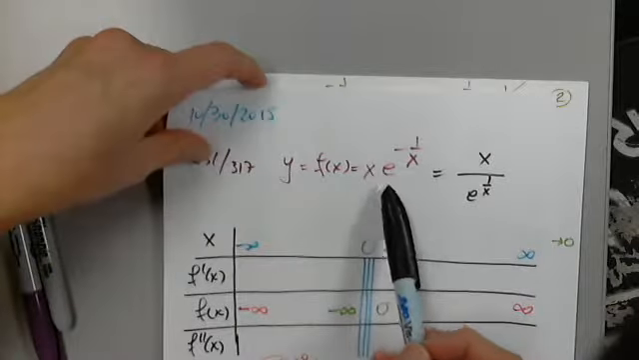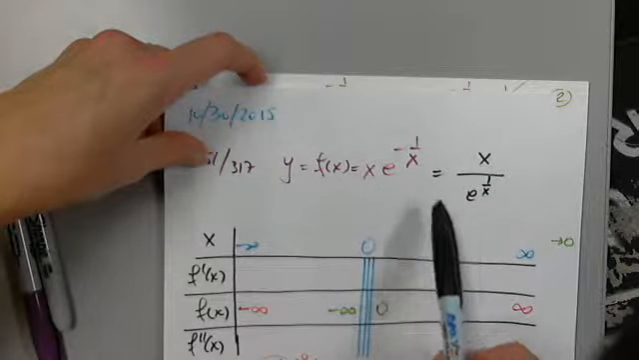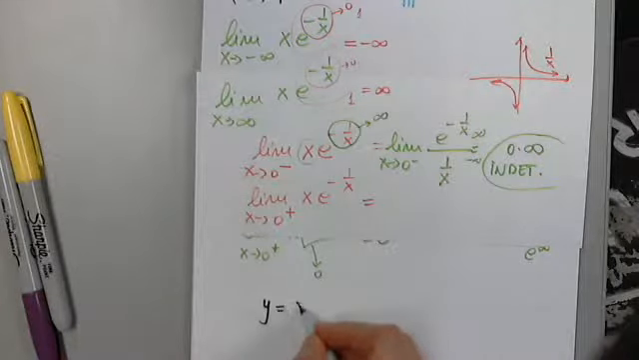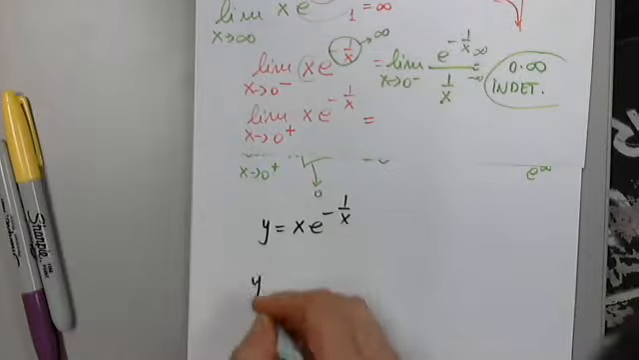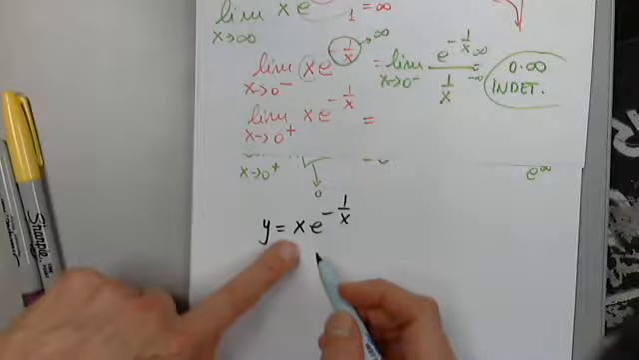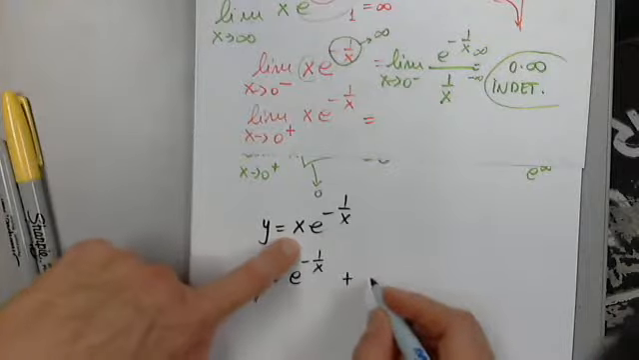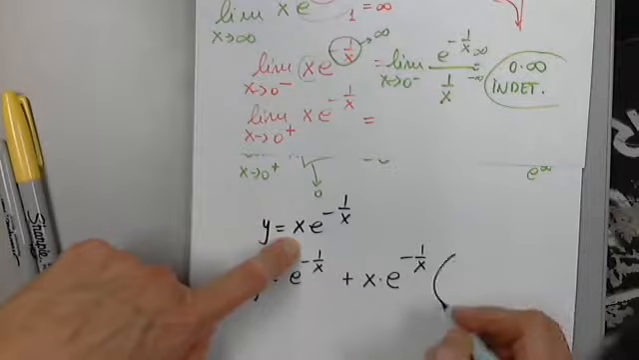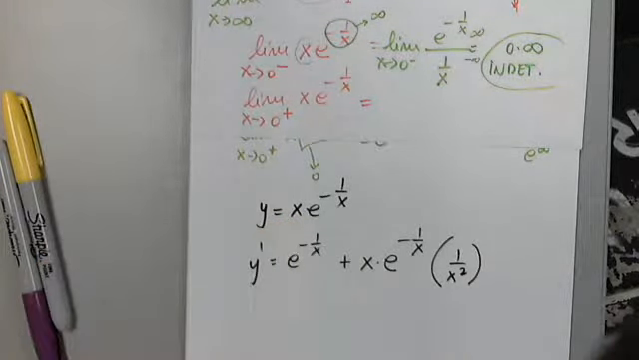I prefer this when I differentiate, not this. It doesn't matter really, but I prefer the product. So the function is y equals x e to negative 1 over x. Then y prime will be: the first function prime is 1, times e to negative 1 over x, plus x times e to negative 1 over x times 1 over x squared. Is this okay so far?